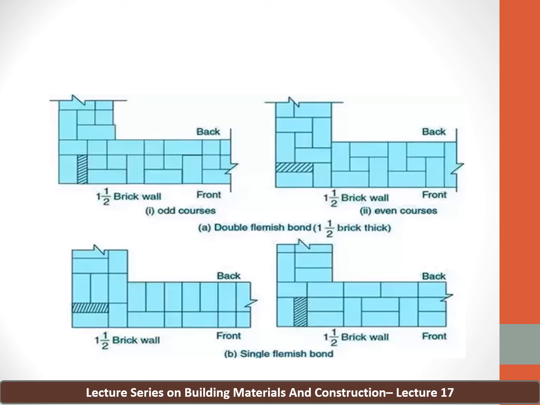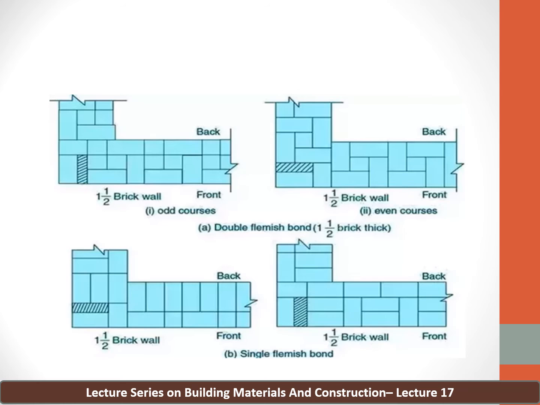It consists of double Flemish bond facing and English bond backing and hearting in each course. So as I told, single Flemish bond is comprised of double Flemish bond facing and English bond backing and hearting in each course. The bond thus used recognizes the strength of the English bond and the appearance of the Flemish bond.